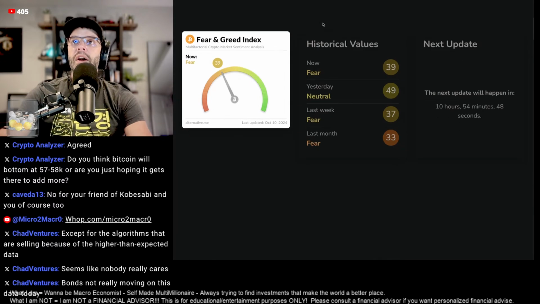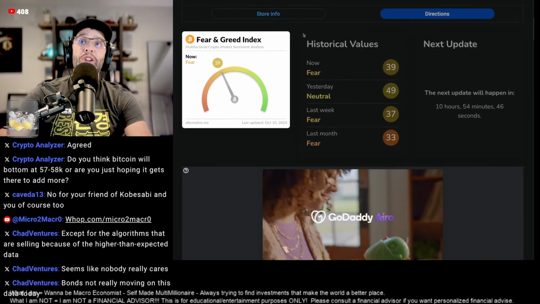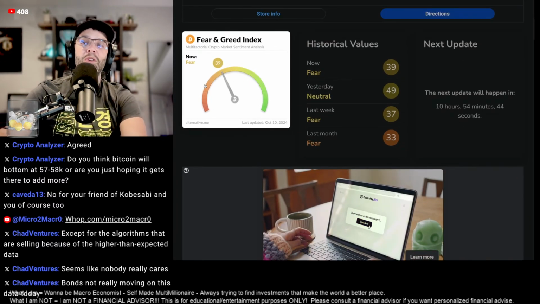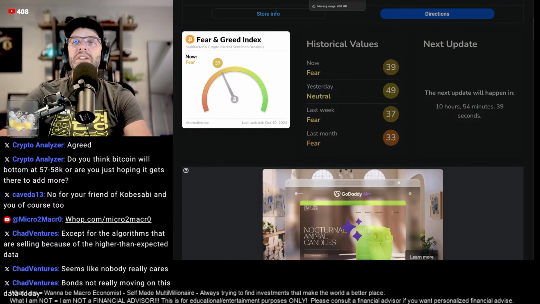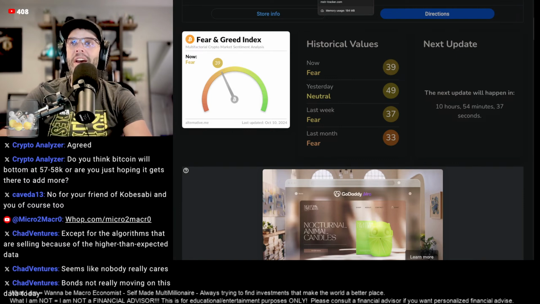So let's just look at the crypto fear and greed index. It's 39. Who knows, man? Maybe we get to extreme fear here soon if we get down to 57. I hope we do so badly. I want it to fall.